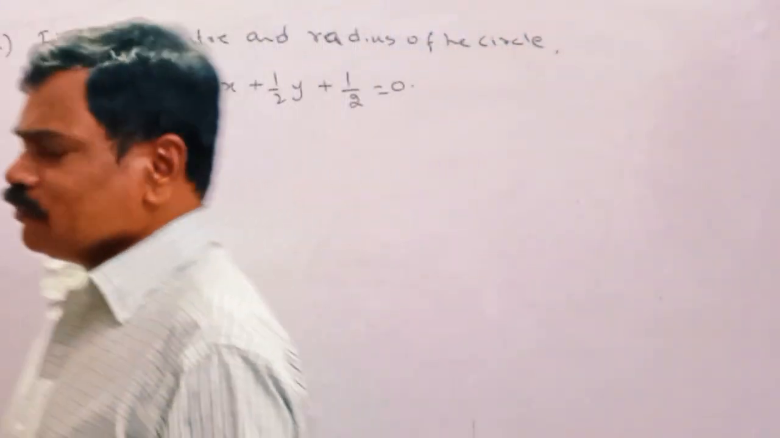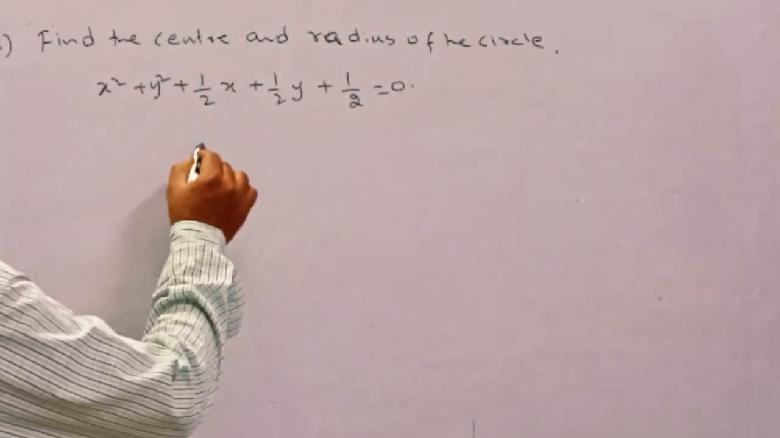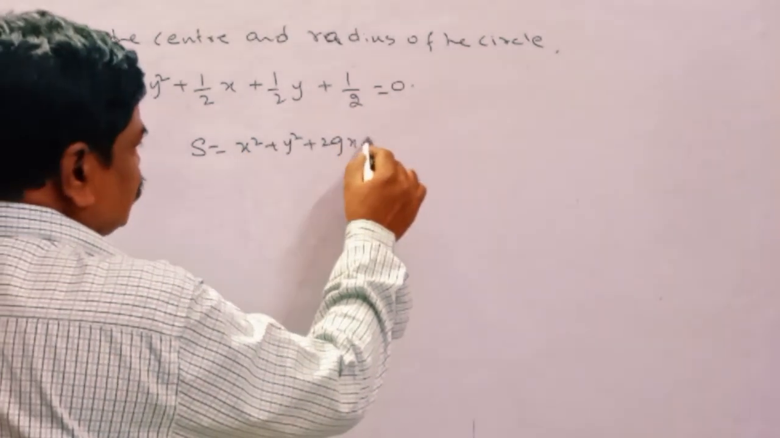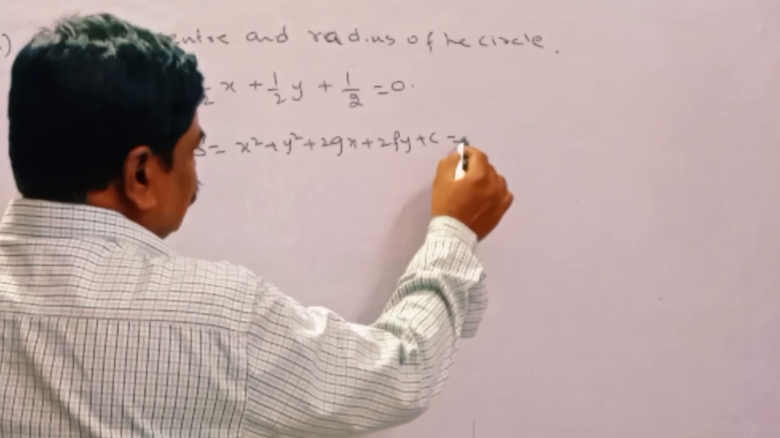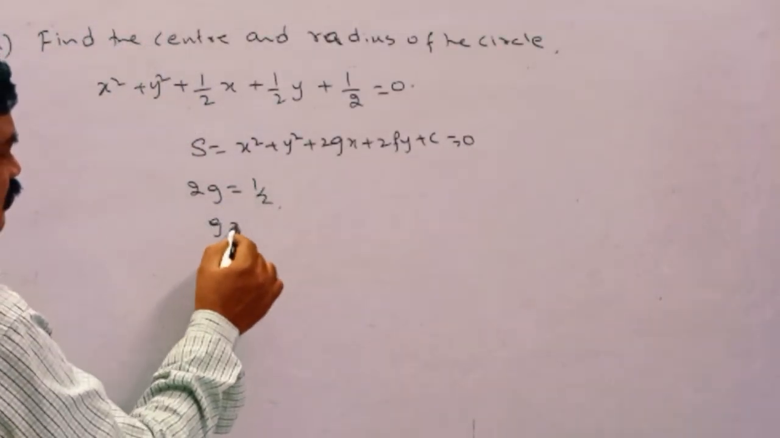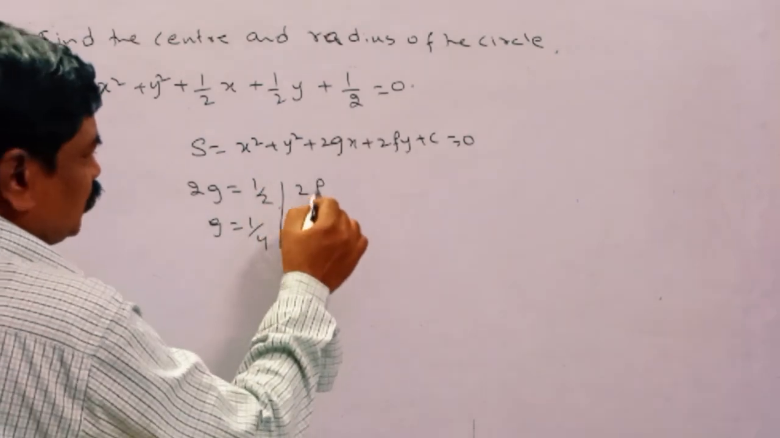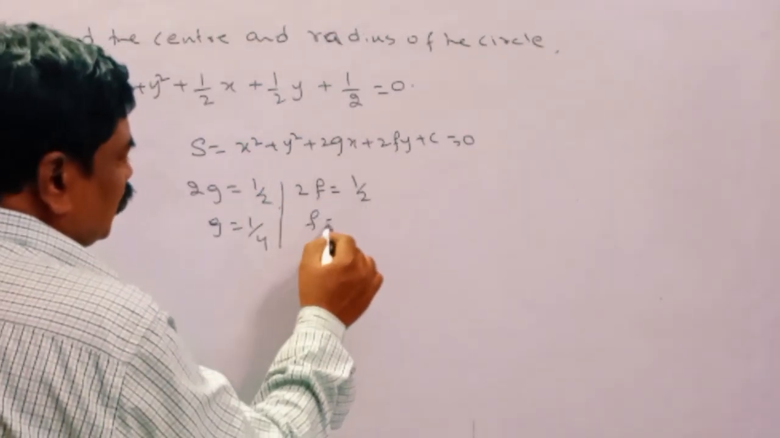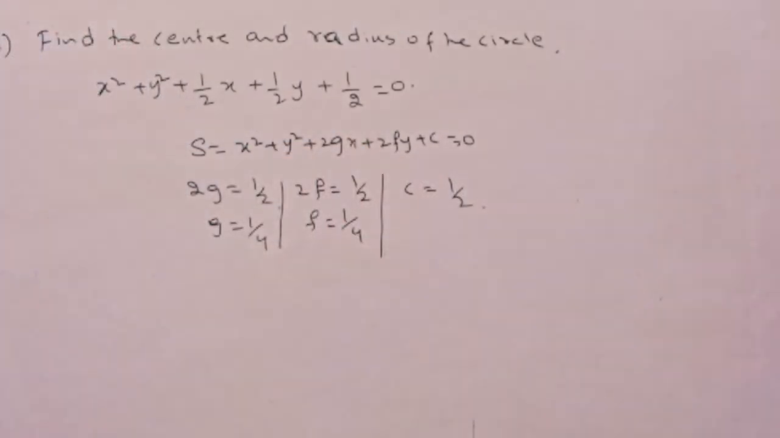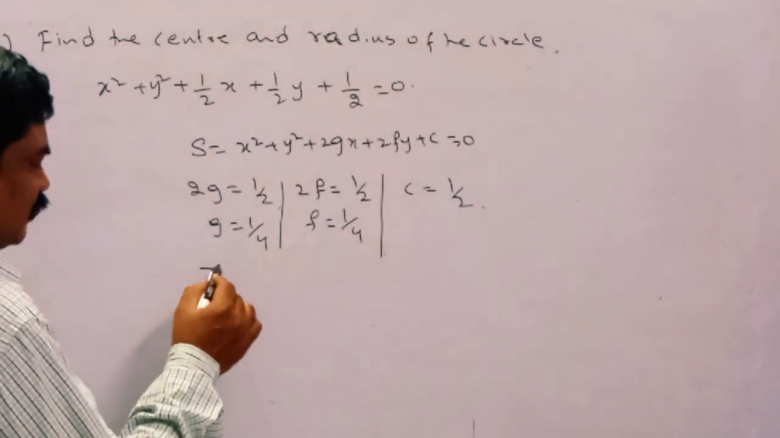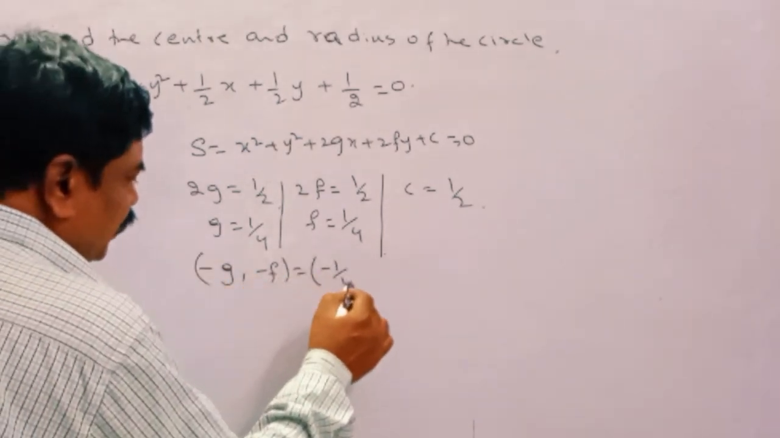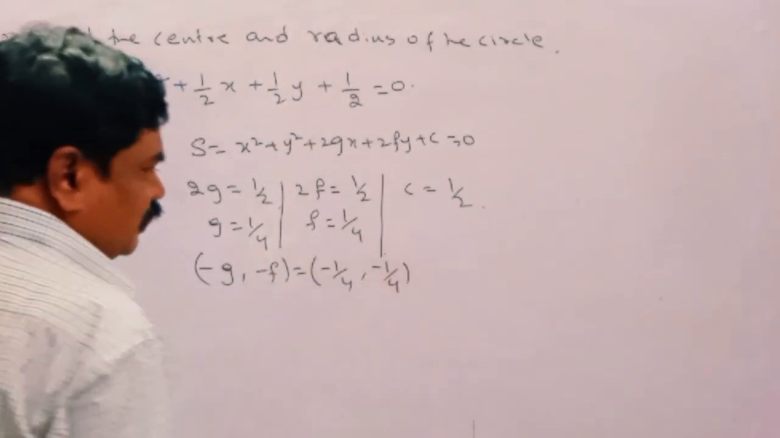So here, we compare this equation with S equal to x square plus y square plus 2gx plus 2fy plus c equal to 0. What is 2g? 2g is equal to 1 by 2, g is equal to 1 by 4, 2f is equal to 1 by 2, f is equal to 1 by 4, c is equal to 1 by 2. Then what is the center of the circle? Minus g comma minus f equal to minus 1 by 4 comma minus 1 by 4.